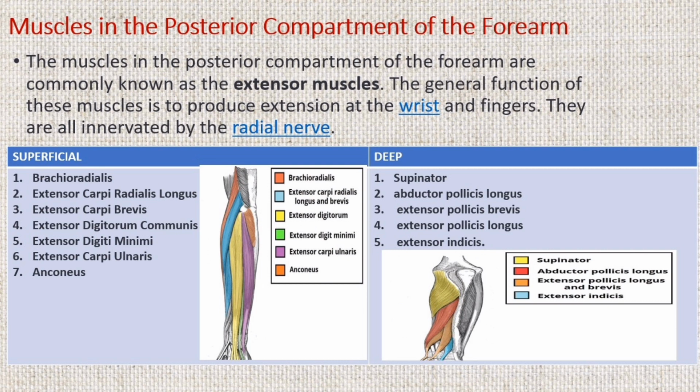Superficial muscles. The superficial layer of the posterior forearm contains 7 muscles. Four of these muscles, extensor carpi radialis brevis, extensor digitorum, extensor carpi ulnaris and extensor digiti minimi, share a common tendinous origin at the lateral epicondyle.